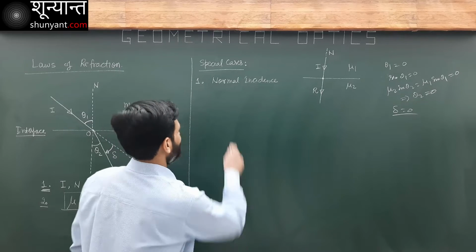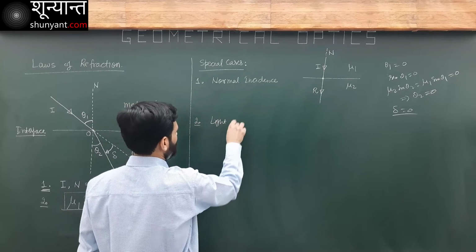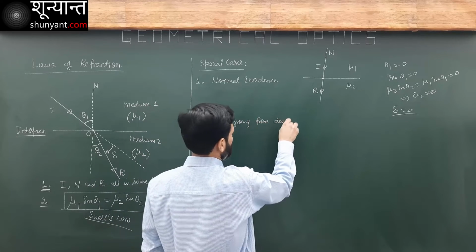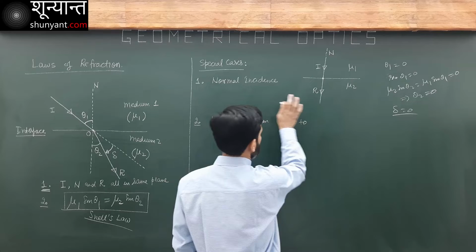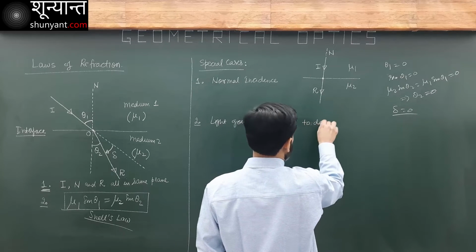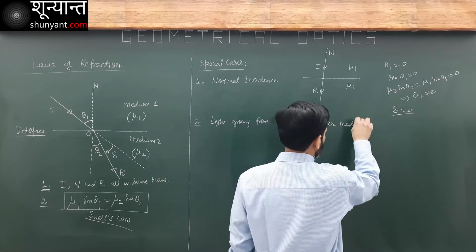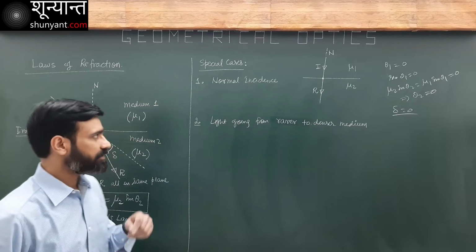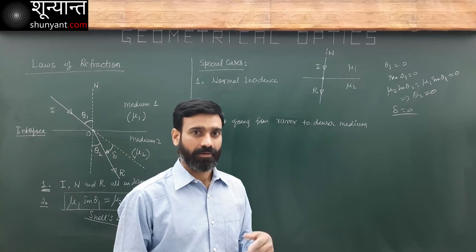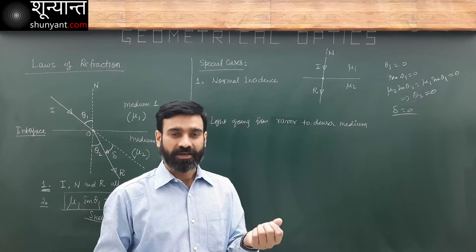Okay. Now, second, light going from denser to, or let's say rarer to denser medium. We are looking at two general cases. You see, light goes from one medium to another medium. Change in medium happens when refractive index changes.